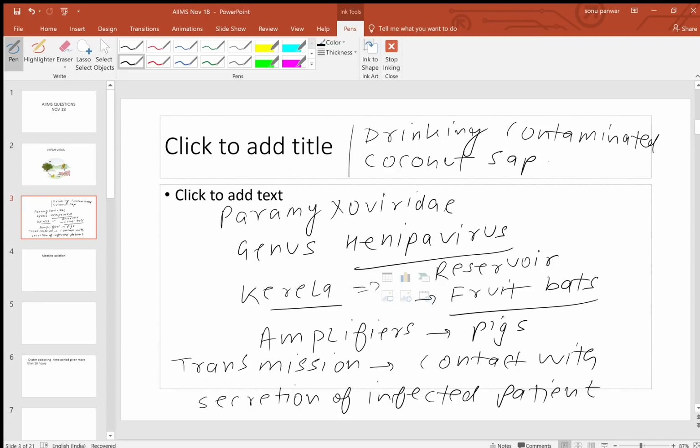Other than that, what you need to remember here is that if you don't treat the patient, then the mortality rate is very high. It is above 70% here. Okay, and if somebody asks you what the incubation period is, remember that it is 4 to 14 days, roughly. That is the incubation period of this particular Nipah virus.